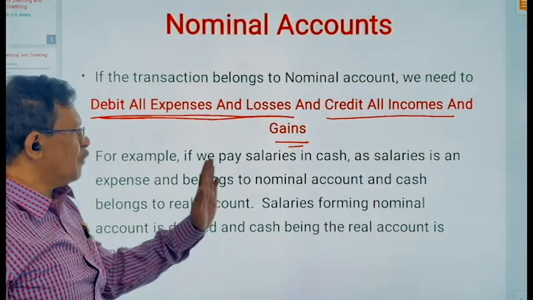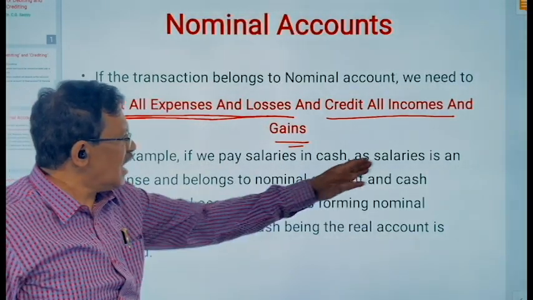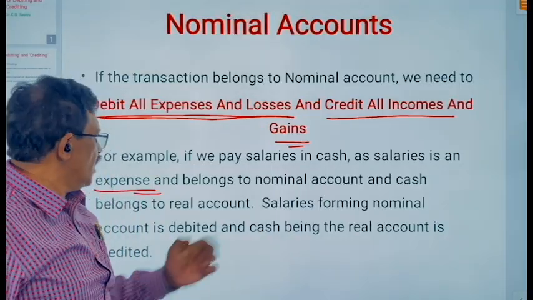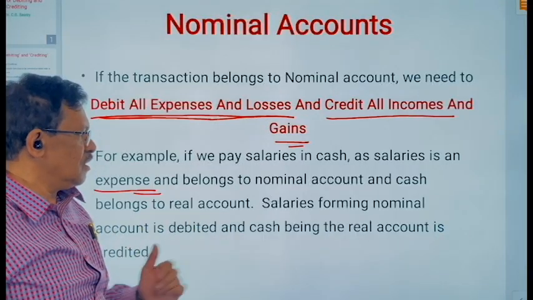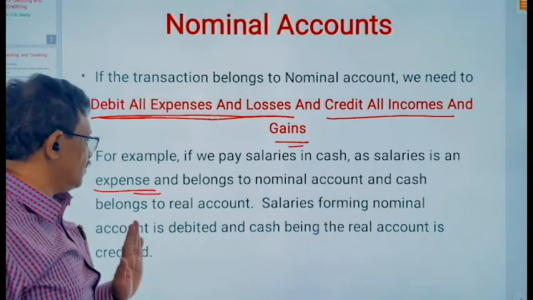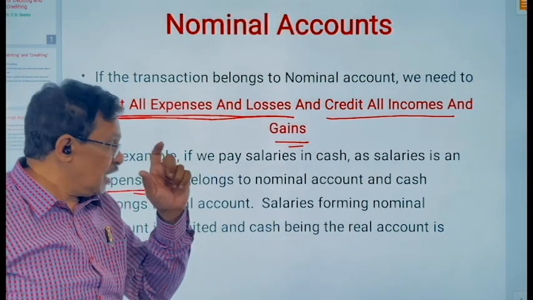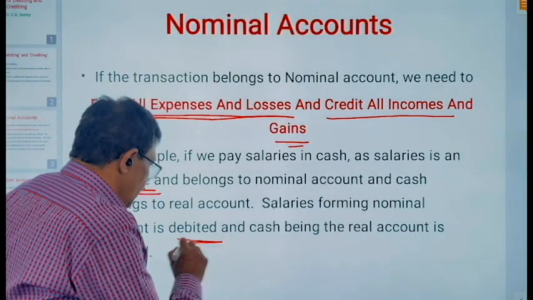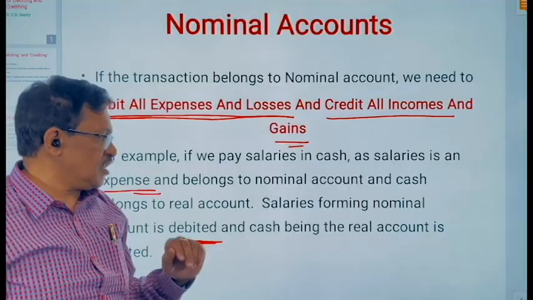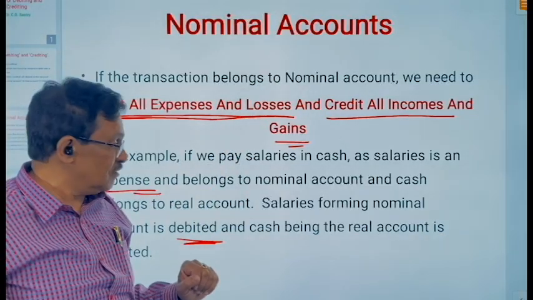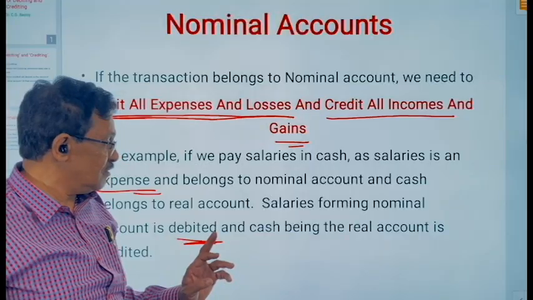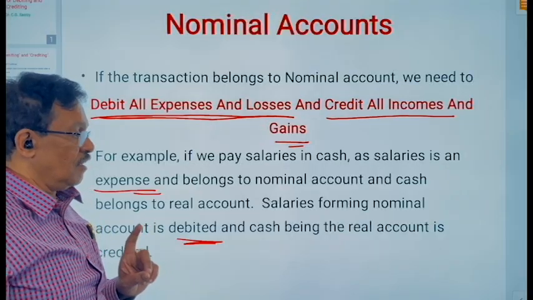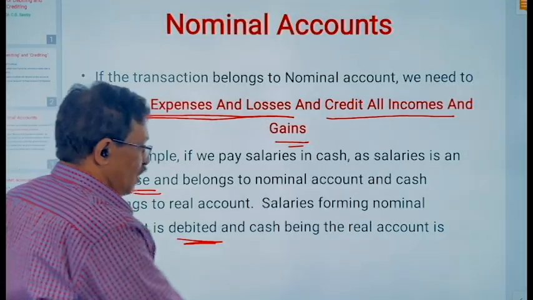For example, if we pay salaries in cash, salaries is an expenditure and belongs to a nominal account, and cash belongs to a real account. Salaries, forming a nominal account, will be debited, and cash, which belongs to the real accounts or an asset account, is credited. So let me repeat what we have understood.